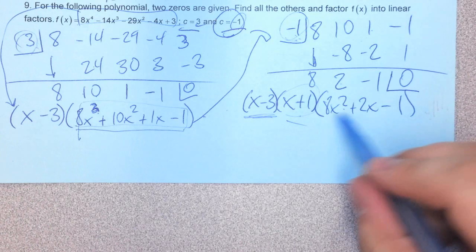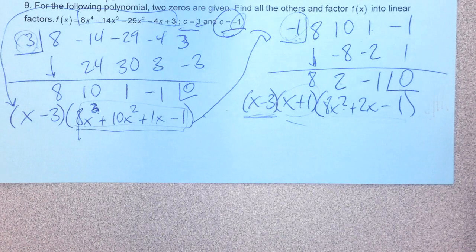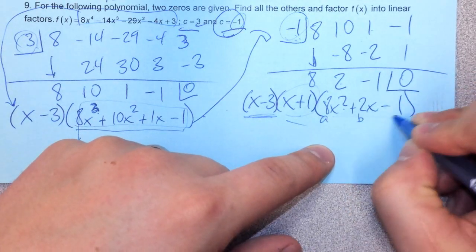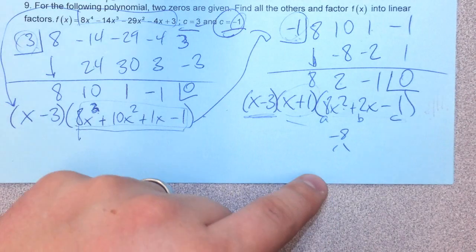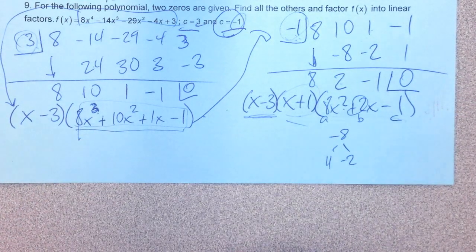Okay. From here we need to factor this. Okay. It's just a quadratic trinomial. Okay. I like doing a times c method. So a, b, and c. So then that's a times c would be negative 8. So factors of negative 8 that add up to b. That would be 4 and negative 2.